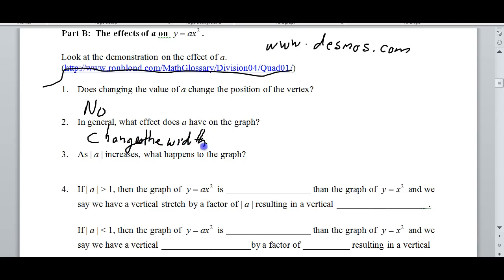And remember, you can find all of these answers on the Schoology site. As the absolute value of a, so this symbol here means absolute value, which is just the magnitude. If a is negative, you make it positive. If it's positive, you leave it as positive. As the absolute value of a increases, what happens to the graph?